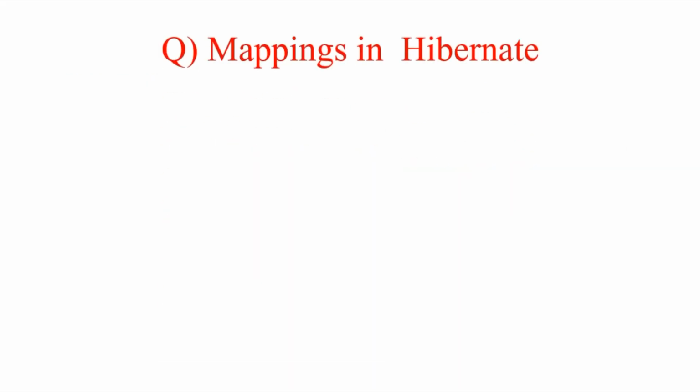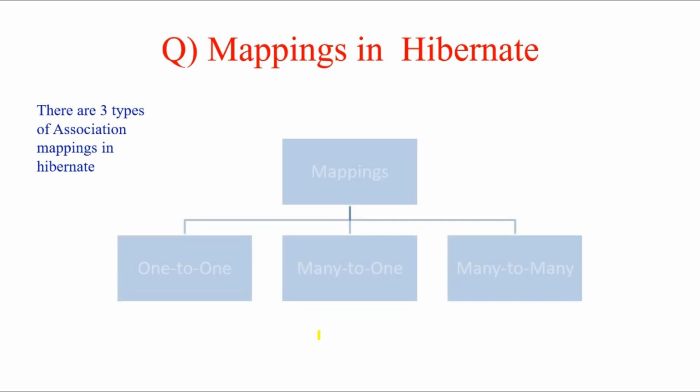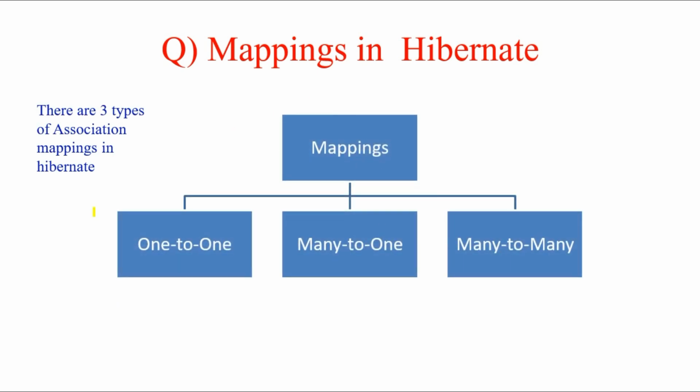The next question that may arise is, what are the types of mappings in Hibernate? Something we have done a moment back, I told you we have annotations. So basically we have 3 types of association mappings in Hibernate. That is one-to-one mapping, many-to-one mapping, and many-to-many mapping.